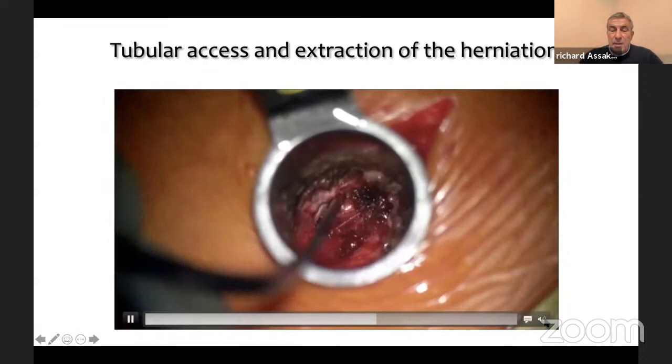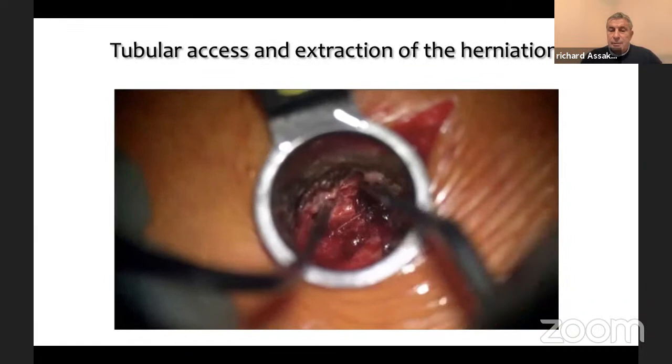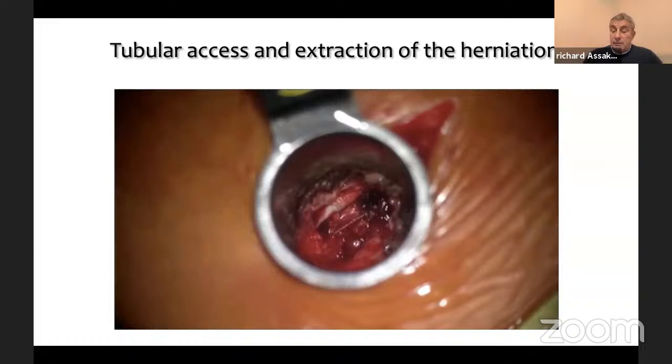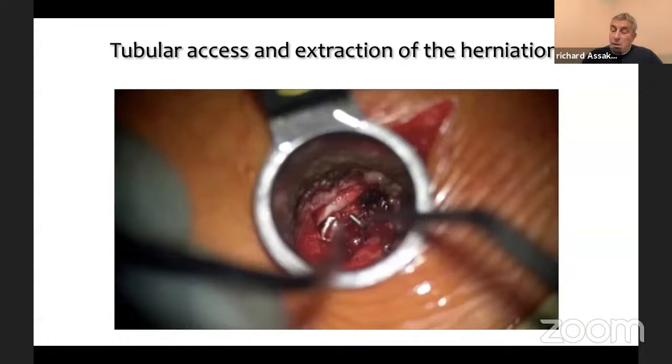No need to put any retractor on the cord. So, creating a corridor lateral to the site of the compression. So for me today, this is my way of taking out a soft posterolateral herniation.